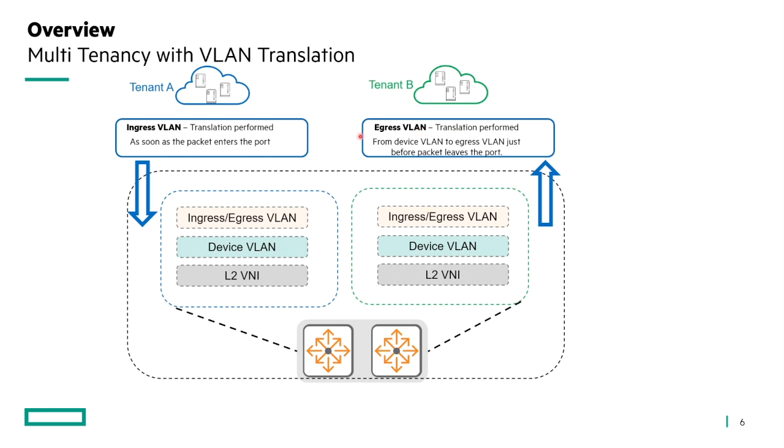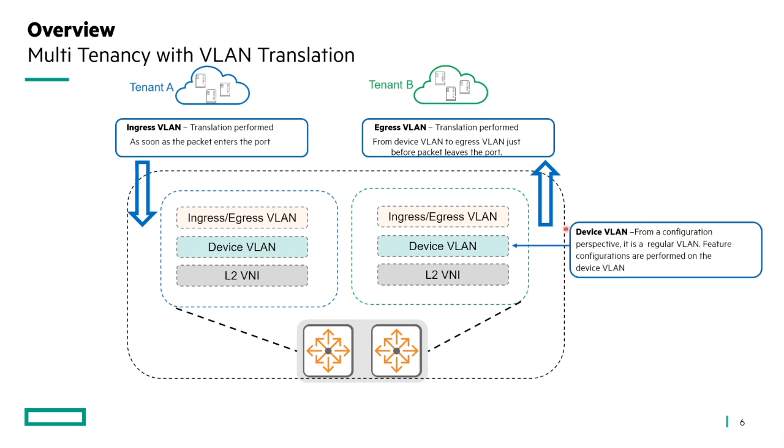Conversely, on the egress path, the VLAN is translated back to an ingress-egress VLAN late in the life of a packet. So, for example, if a packet on a device VLAN of 1000 is about to be sent out on port 111, the VLAN on the packet is translated to, say, VLAN 10 just before port egress. This ensures that all functionalities operate on the device VLAN throughout the life of the packet on the data plane. So from a configuration perspective and functionality perspective, the device VLAN is just like a regular VLAN. All features and configurations are performed on the device VLAN.